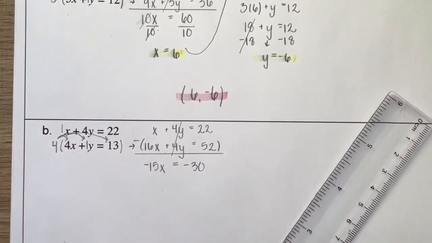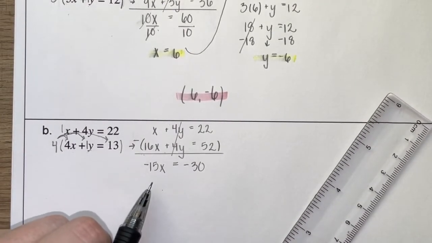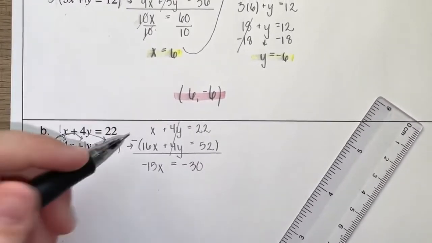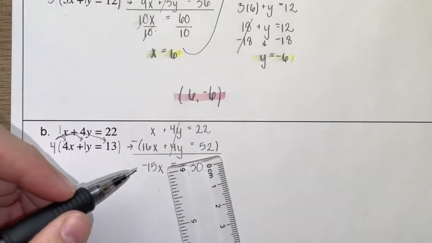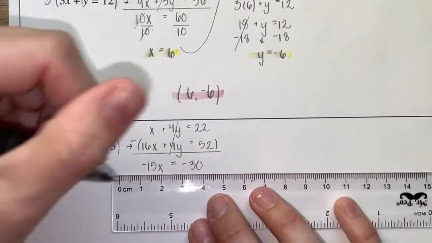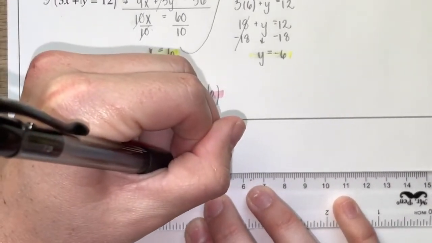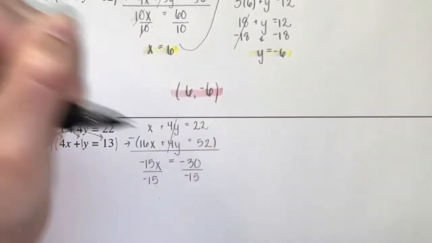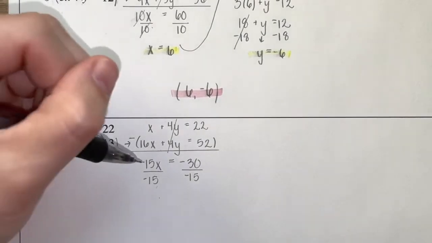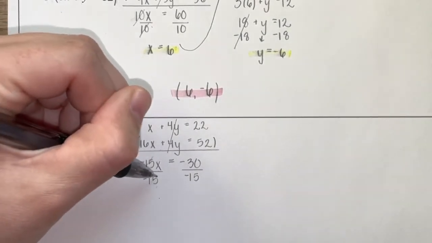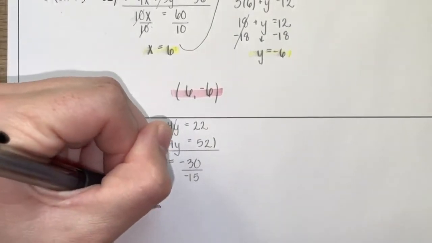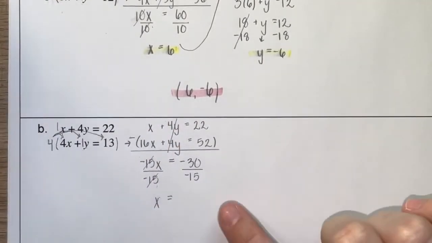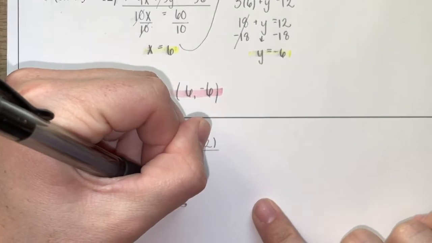The y got eliminated, so I want to solve for x. So I can get x by itself, or I can isolate x by canceling out multiplying by negative 15. So to cancel out multiplying by negative 15, I'm going to divide both sides by negative 15. So negative 15 divided by negative 15 cancels out. I'm just left with x equals, and then negative 30 divided by negative 15 is positive 2.